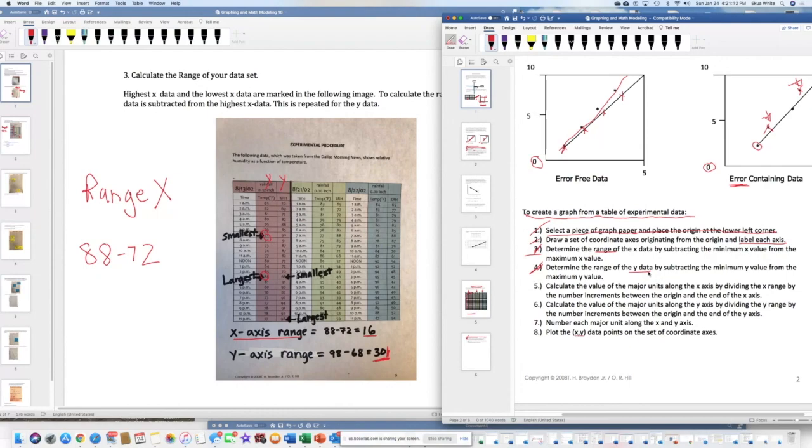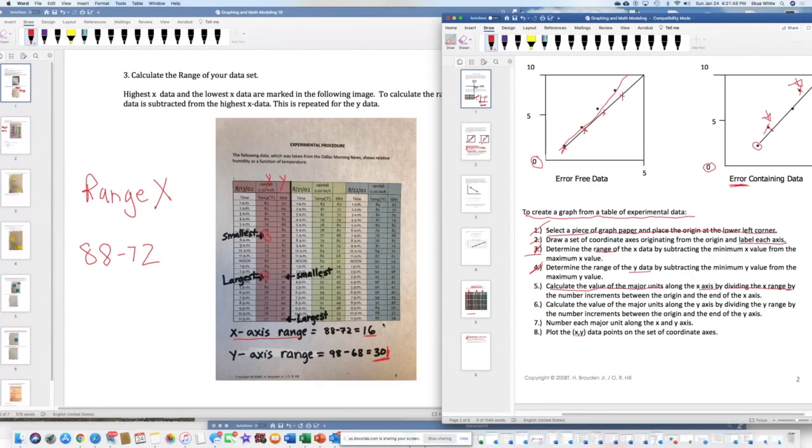Next, we have to figure out the increments. They say, calculate the value of the major units along the x-axis first, by dividing the x range by the number of increments between the origin and the end of the axis. So I have to remember this number. Let me write it down in my notebook. 88 minus 72 equals 16. That's for the x-axis. The y-axis is 98 minus 68 equals 30.